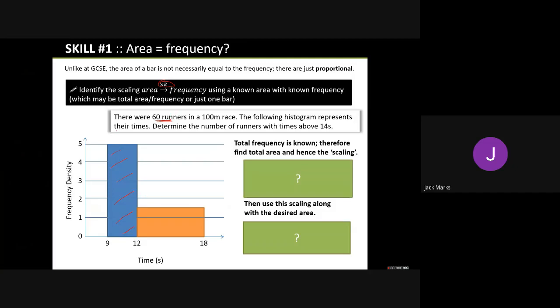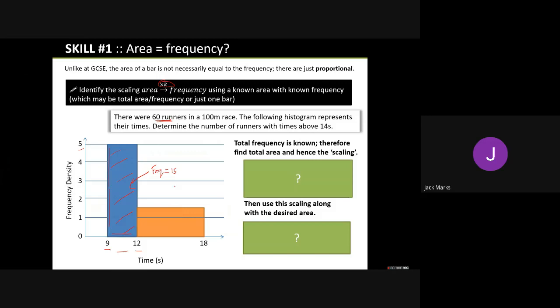For example, there were 60 runners in a 100-meter race. The following histogram represents their times. We might notice first of all that this category, from 9 to 12 seconds, has a width of 3, and the frequency density is 5. If you remember, we can multiply these to get our frequency. If we did that, the frequency would be 5 times 3, which is 15.